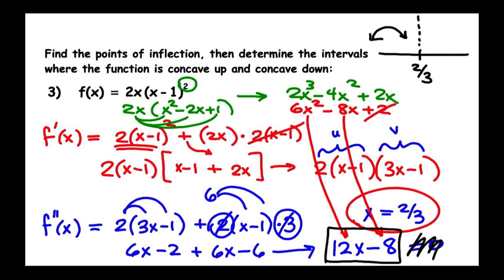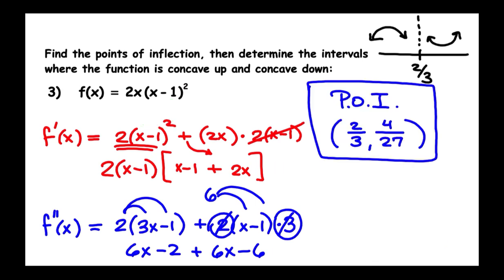If you plug in a number larger than 2/3, let's say you plug a 1 in, you're going to get 12 minus 8. That's positive. So yes, there was a point of inflection there, and the point of inflection will be 2/3, comma, 4/27. Sometimes we're going to make you find the 4/27 without a calculator, so don't be afraid of that.